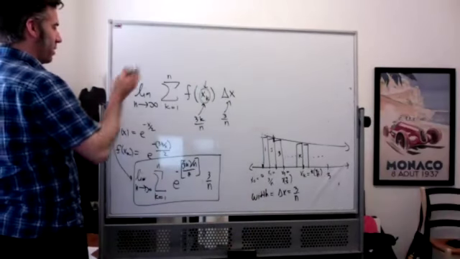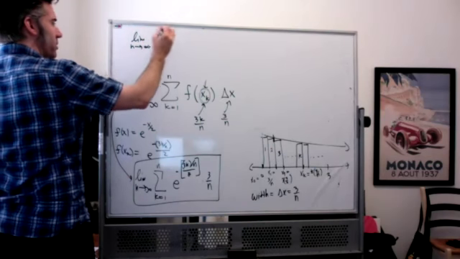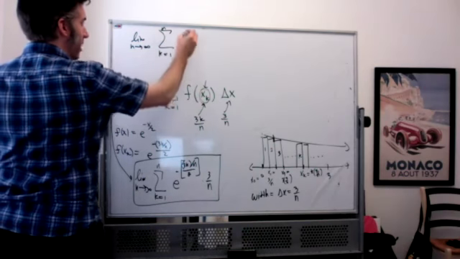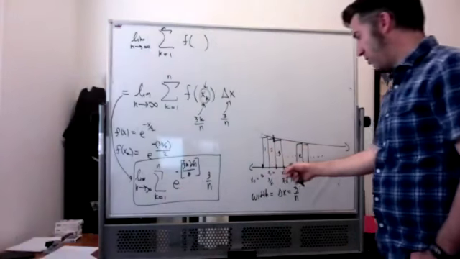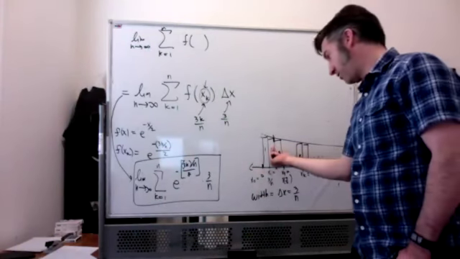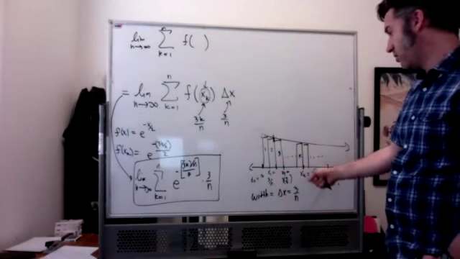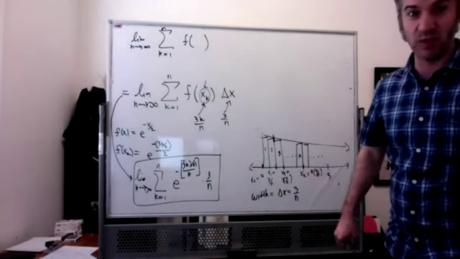So to use left endpoints, what we're going to do is the limit as n goes to infinity of the sum from k equals 1 to n of f of, so for the first rectangle, the left endpoint is x sub 0, the right endpoint is x sub 1. For the second rectangle, the left is x sub 1, the right is x sub 2. For the kth rectangle, the right endpoint is x sub k, the left endpoint is x sub k minus 1.